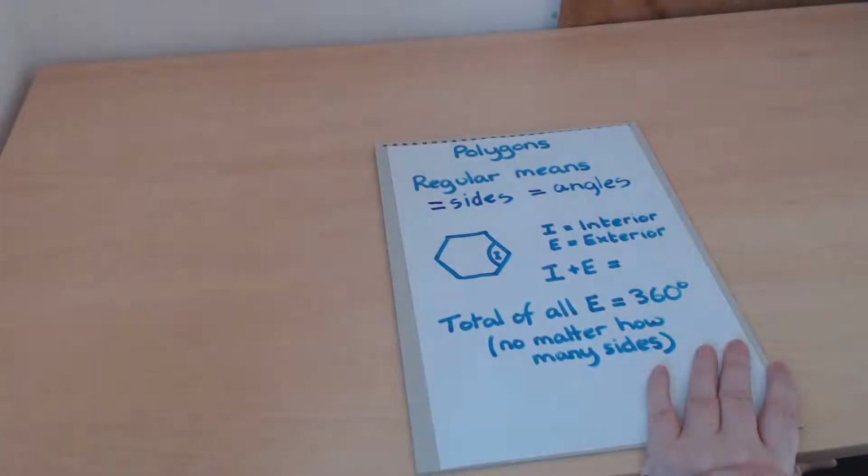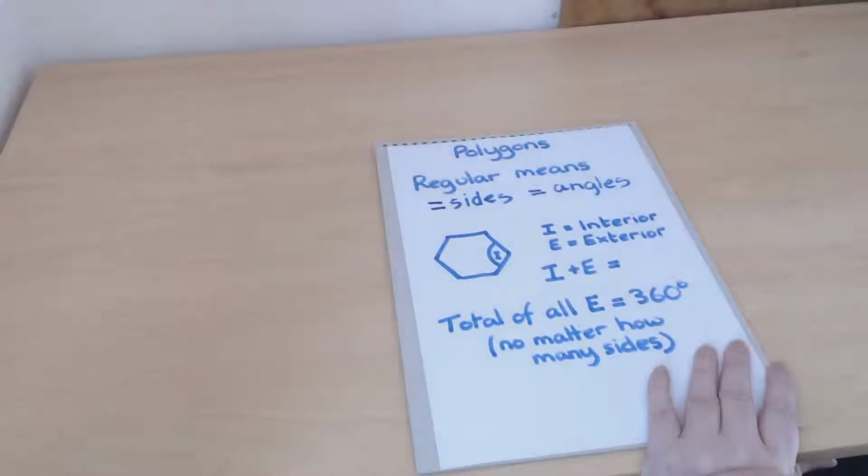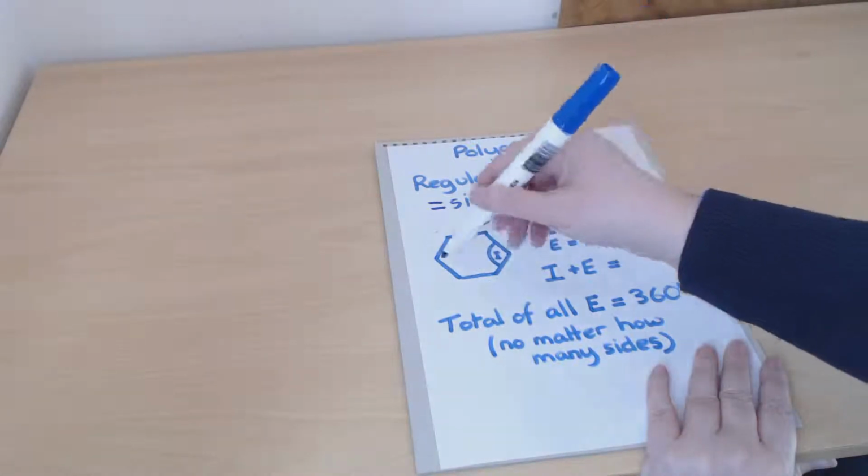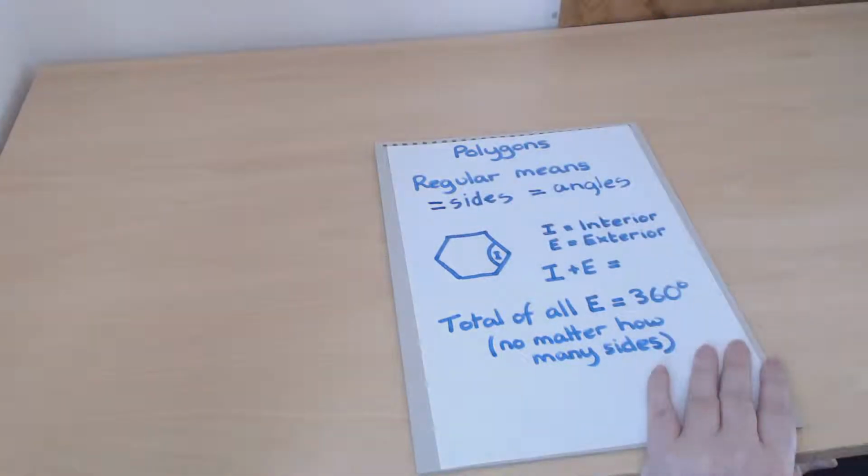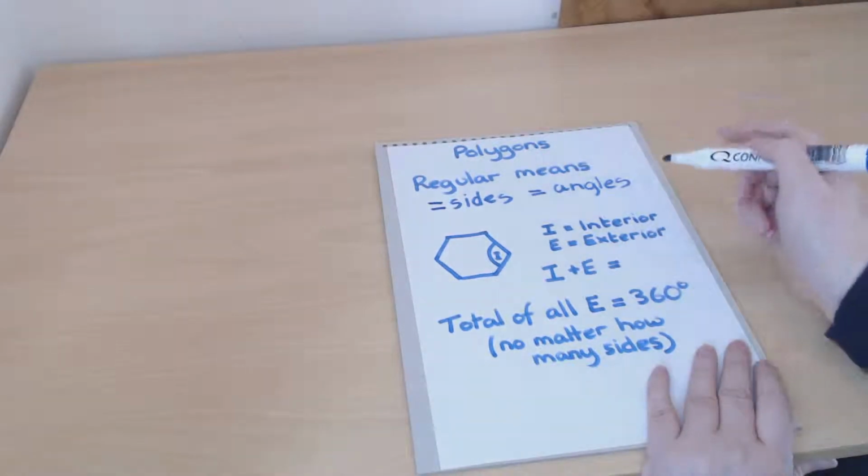So a regular triangle is an equilateral triangle because it's got sides that are all the same and all the angles are 60. A regular quadrilateral is the square because all the sides are the same and all the angles are 90 degrees and so on. So this is more or less the regular hexagon shape that you would imagine to see. So that's what regular means.